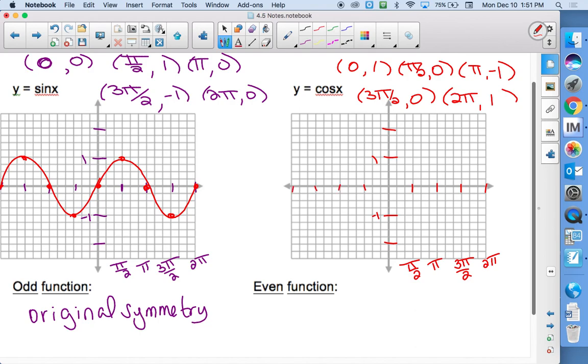Always 3 spaces. Over 3 spaces, put a little tick mark. That's an angle. And then this graph starts at the max, works its way down to the min, and then works back up to get to the max. So it should look like a cursive V.